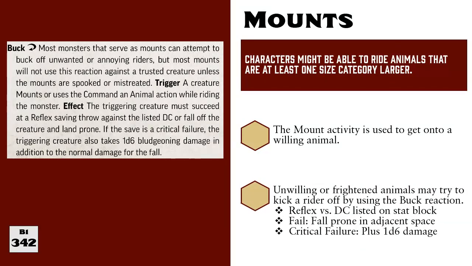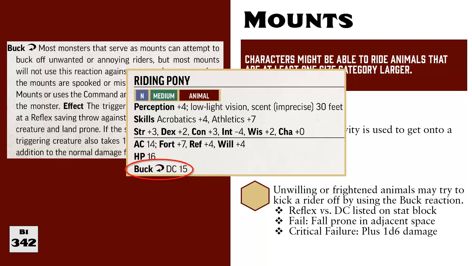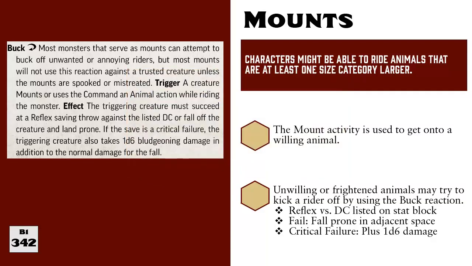Some animals, like direwolves, goblin dogs, ponies, and horses, can spend a reaction to kick an unwanted rider off of them. When they do so, the rider must pass a Reflex saving throw, the DC of which is listed in the animal stat block. On a failure, the rider falls prone into an adjacent square but suffers no damage other than to their pride. But on a critical failure, they also take 1d6 bludgeoning damage too.